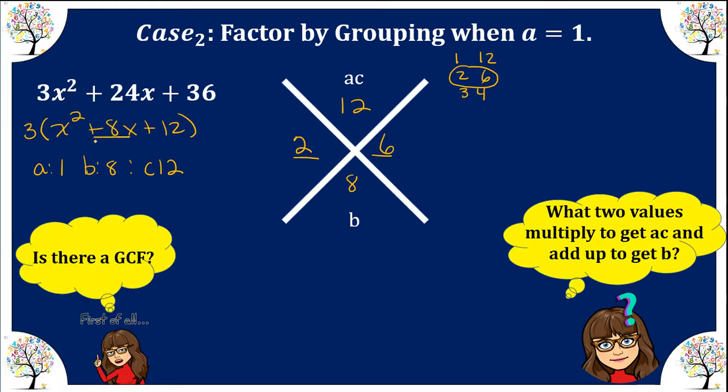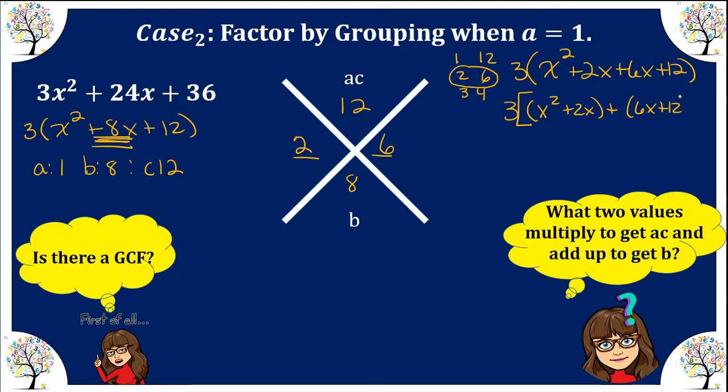We are rewriting 8x with 2x and 6x. So we have our greatest common factor of 3. Then we're going to rewrite x squared plus 2x plus 6x plus 12. We're going to use parentheses to group the first two terms and then the last two terms. We're going to factor out the greatest common factors for each binomial.